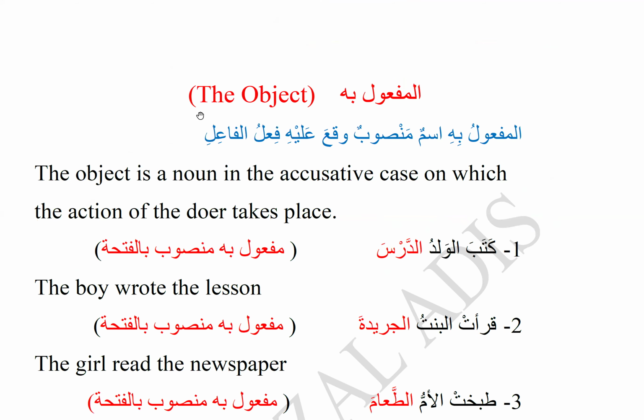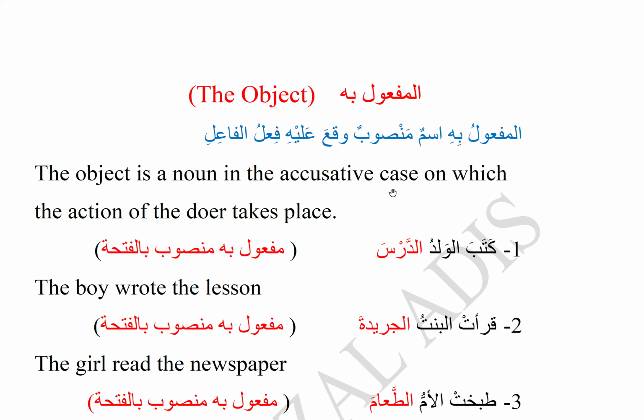Now we have after this al-maf'ul bihi, the object. Al-maf'ul bihi ismun mansubun waqa'a alayhi fi'lul fa'il. What is an object, or what is the maf'ul bihi? In other words, we can call it the done to, which means the action being done on something. And it's a noun, ism mansub. It's in the mansub state, and as we said, they translated it as accusative case.